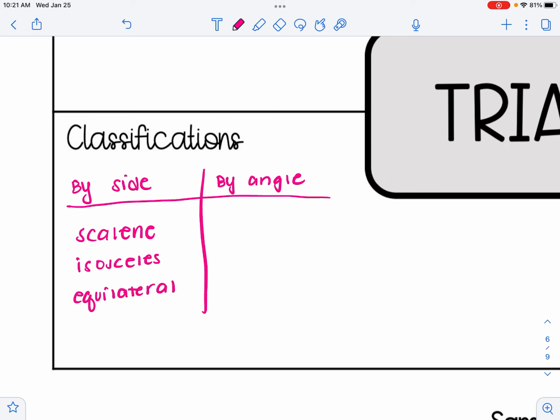When we classify a triangle by its angles, our options are going to be acute. That means all of the angles, all three of them, are acute angles. It could be a right triangle where you have one 90-degree angle, or it could be an obtuse triangle where you have one obtuse angle that's greater than 90 degrees.